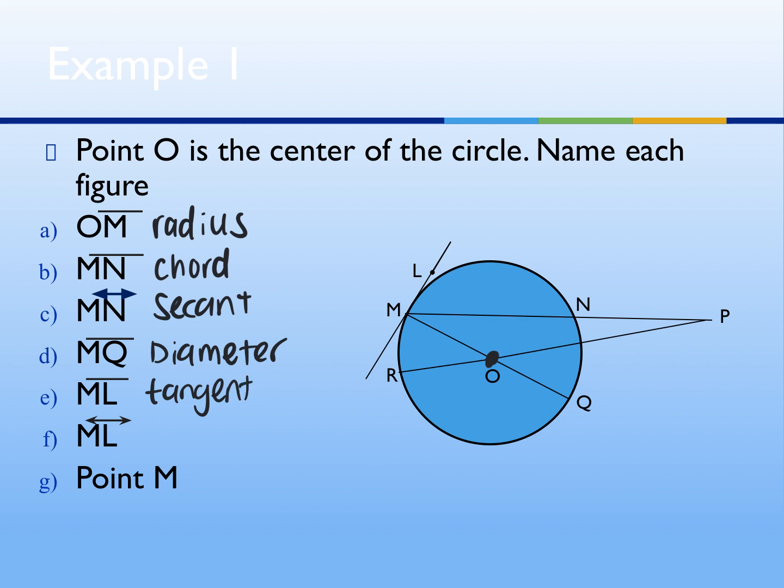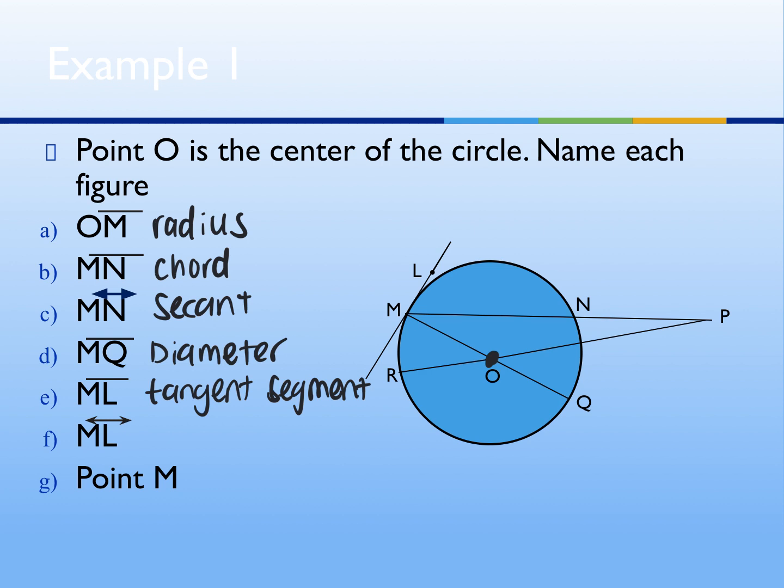Now, remember, tangents have to be lines. Is this a line? Is it a line? No, it's a segment. So we can't just label it tangent. We have to be specific. We have to say it's a tangent segment. Okay? We have to say it's a tangent segment.